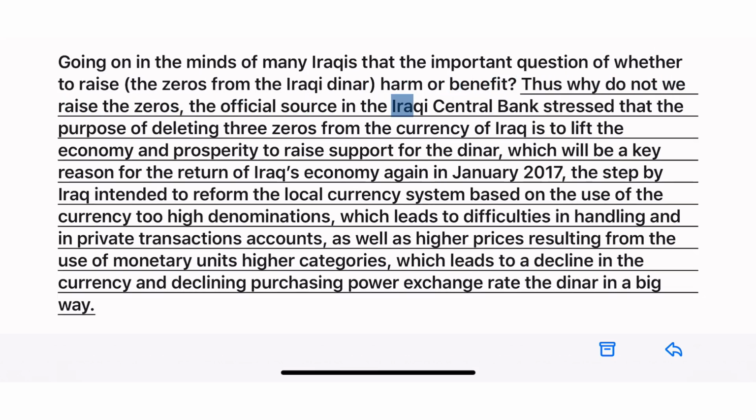The official source in the Iraqi central bank stressed that the purpose of deleting 3 zeros from the currency of Iraq is to lift the economy and raise support for the dinar, which will be a key reason for the return of Iraq's economy again in January 2017. The step is intended to reform the local currency system, which is based on the use of high denominations, leading to difficulties in handling and in private transactions, as well as high prices resulting from the use of higher monetary units, which leads to a decline in the purchasing power and exchange rate of the dinar in a big way.